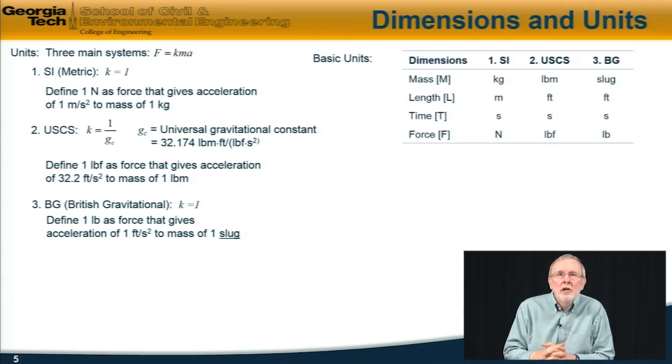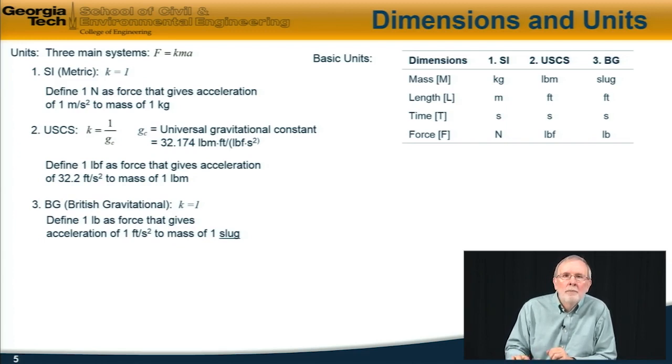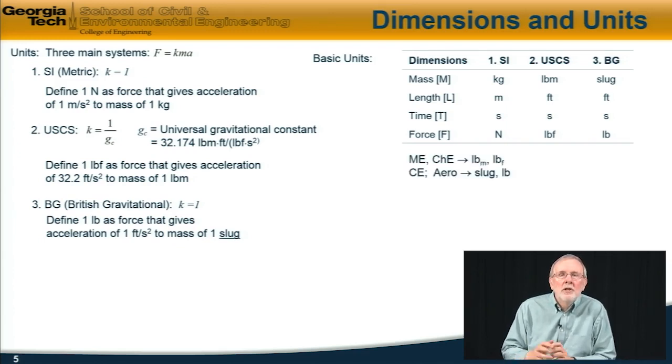So the basic units in the three different systems are shown here. In SI units, the unit of mass is kilogram and force is Newton, and in USCS, the unit of mass is the pound mass, and the unit of force is the pound force. The different systems tend to be used by different disciplines. Mechanical engineers, chemical engineers tend to use pounds mass and pound force, whereas civil engineers and aerospace engineers tend to use the slug and pound system when working in British units. And the conversion is quite simple.